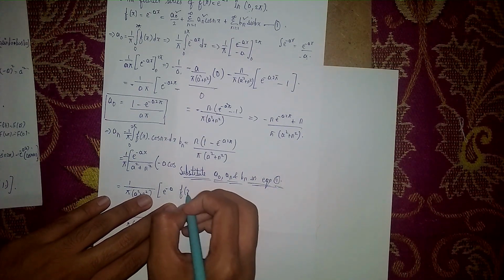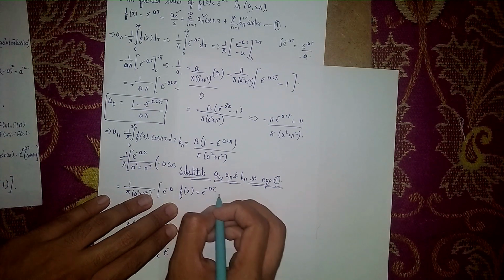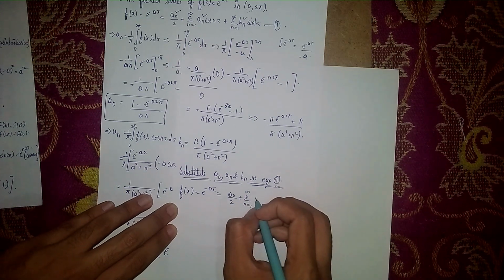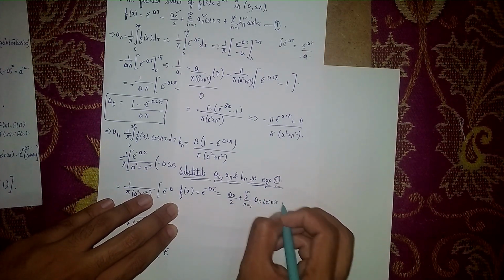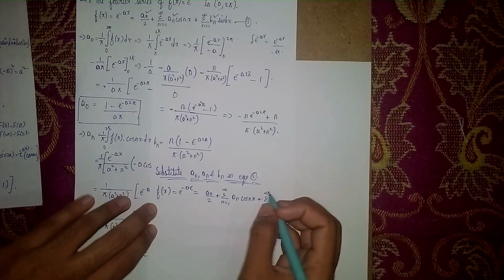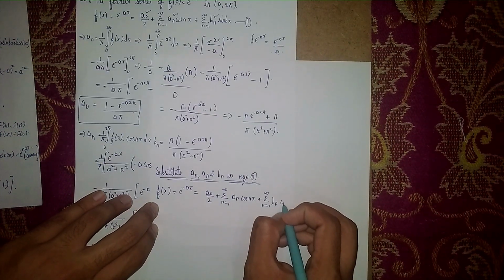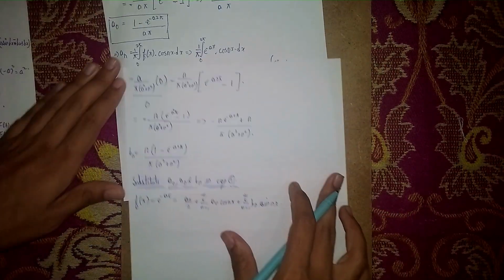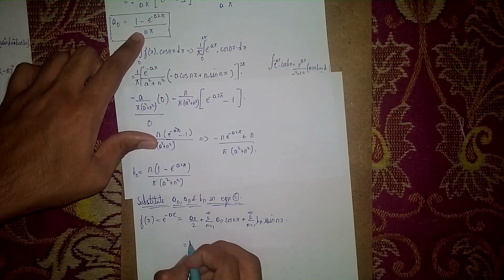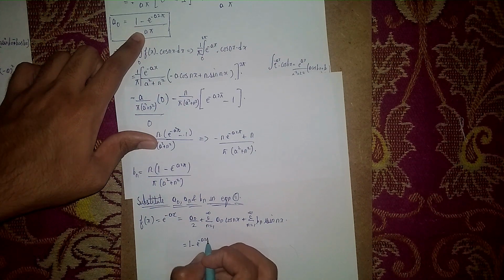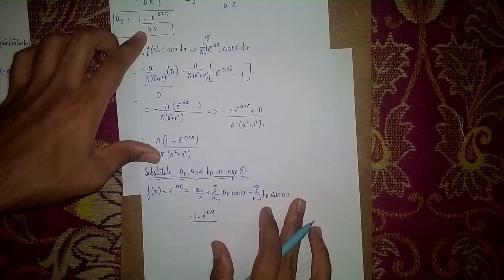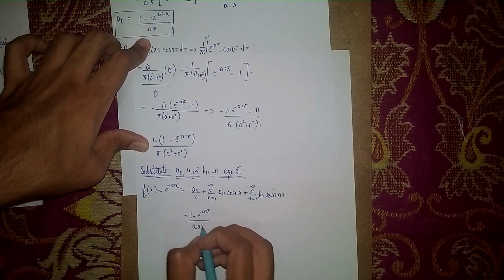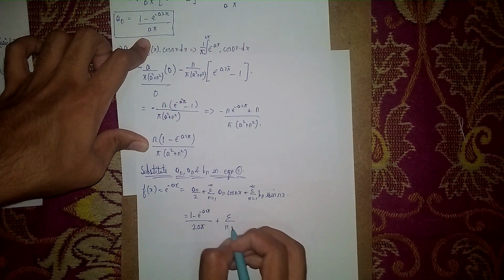So f of x is equal to e power minus ax is equal to a naught by 2 plus summation n is equal to 1 to infinity an cos nx, plus summation n is equal to 1 to infinity bn sin nx, not cos nx. Now what is our a naught? Now substitute the values here. So a naught is equal to 1 minus e power minus a 2 pi by a pi, and here 2 is there, so it becomes 2 a pi, then plus summation n is equal to 1 to infinity.